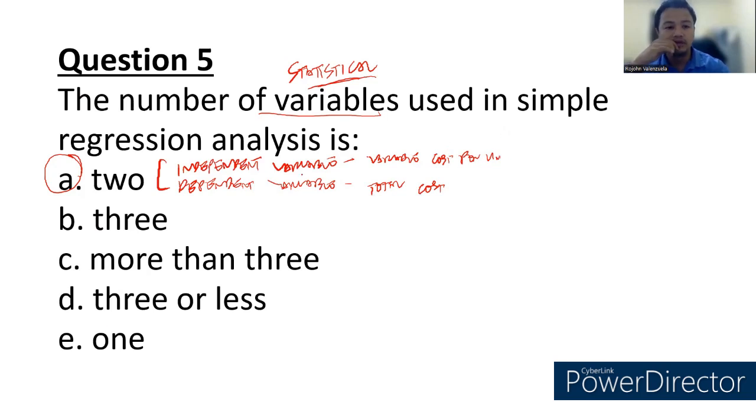The independent variable is your activity. So, we are analyzing independent and dependent variables. Tinitingnan natin kung sila ba ay may connection. Pag meron silang relationship, gagamitan naman natin sila ng coefficient of correlation to determine whether meron silang relationship. Okay? So, letter A ang sagot natin.